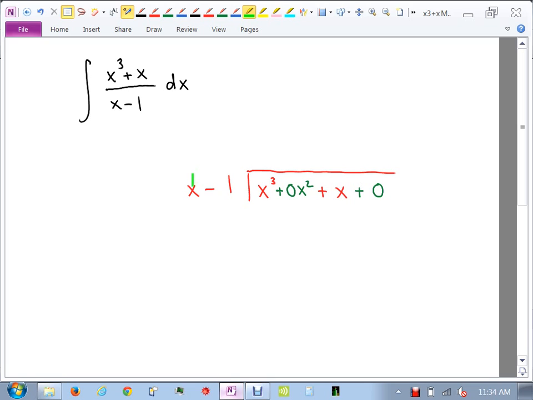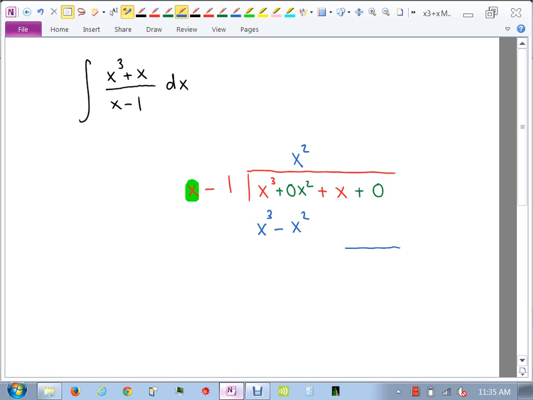Make sure everything's in descending order, highest power of x down. Then you look at the x here and ask yourself, what do I have to multiply x by to get that x cubed? X squared. So I put that above the x squared on the top of my division box. Now you multiply x squared times your divisor. So x squared times x is x cubed, I put that under here. X squared times negative 1 is negative x squared.